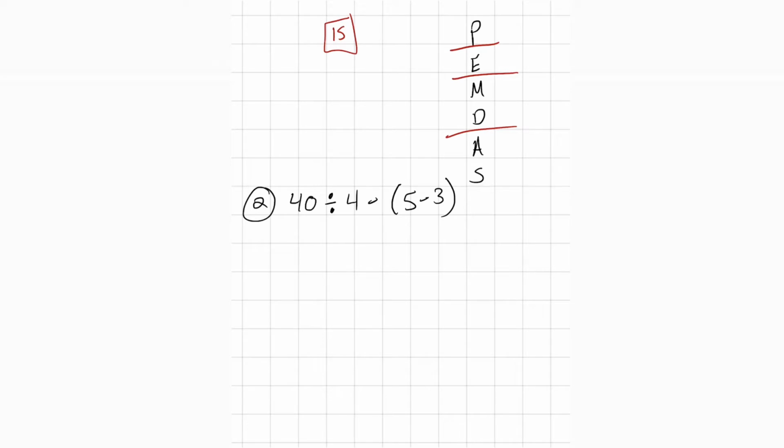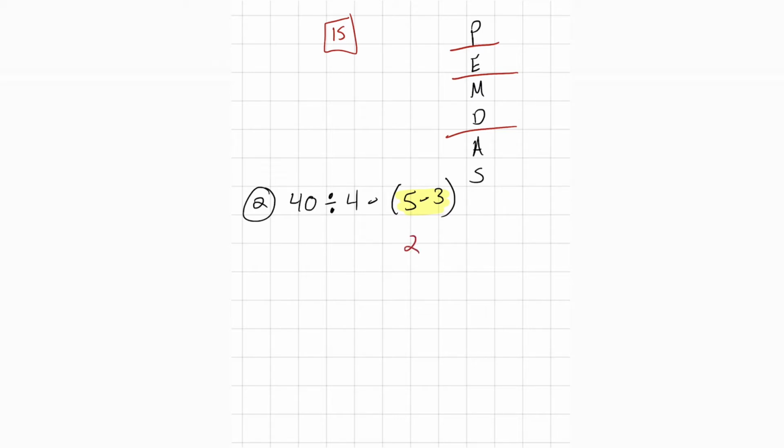So, when looking at this problem, we go through our order of operations. The first thing in order of operations is our parentheses. Do we have parentheses? Yes, we do. So we solve what's inside the parentheses. That ends up being 5 minus 3, which simplifies to 2.